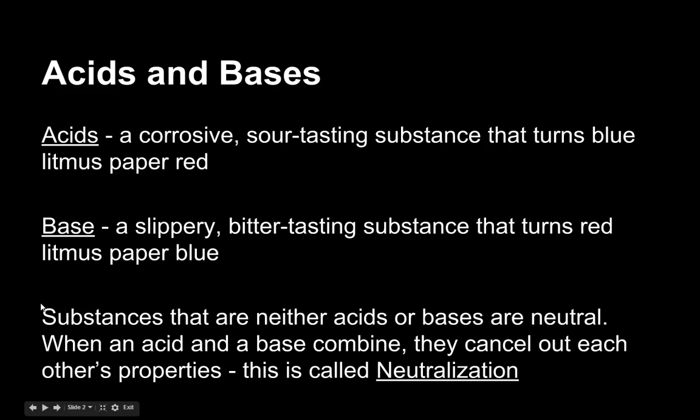Today's lesson we're going to talk about acids and bases. So, first thing I'm going to give you a few definitions. An acid is a corrosive, sour-tasting substance that turns blue litmus paper red, or red litmus paper stays red. A base is a slippery, bitter-tasting substance that turns red litmus paper blue, or blue litmus paper stays blue.